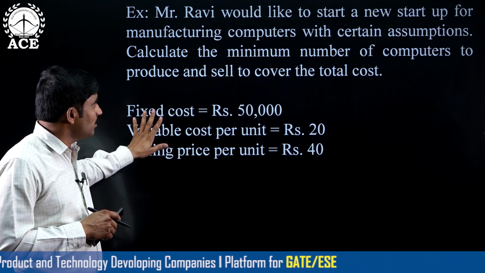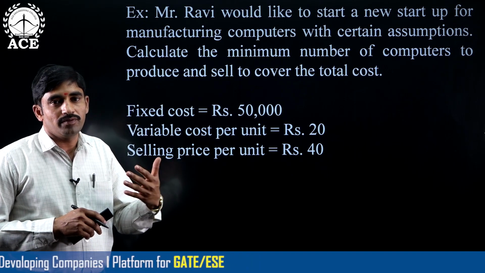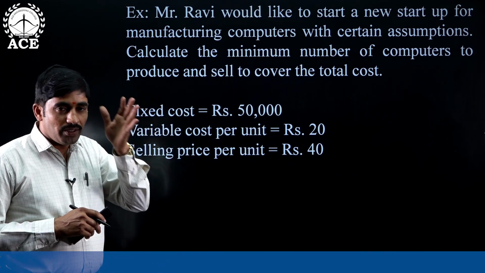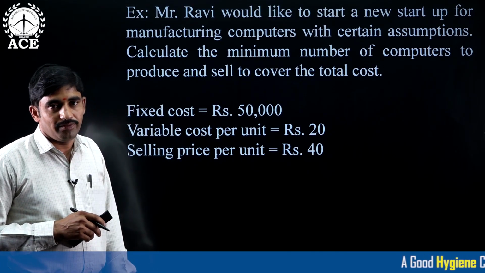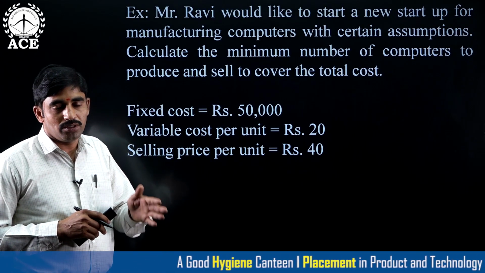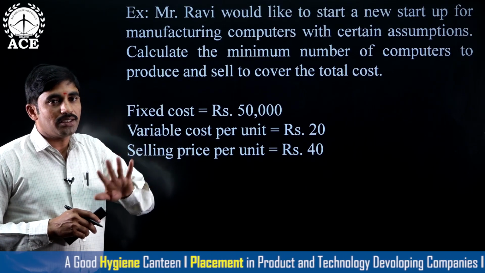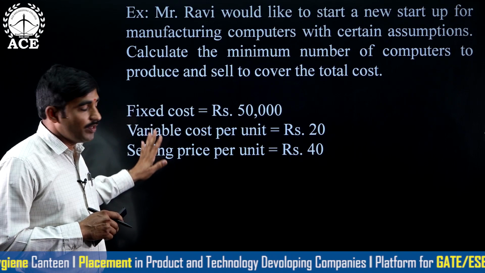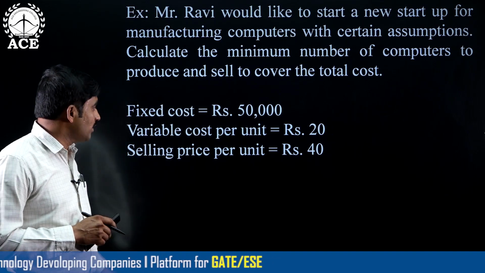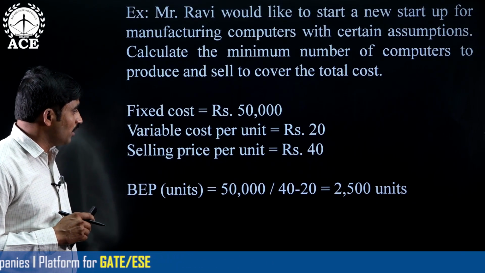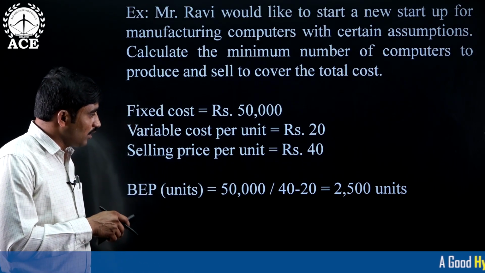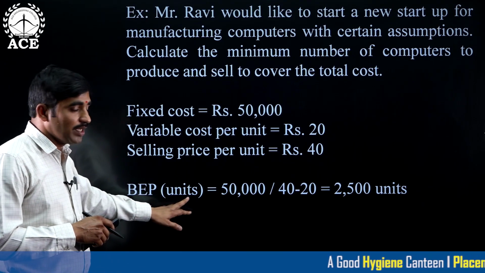So based on this data, Mr. Ravi would like to know how many computers he needs to produce in order to attain the break-even point. Since we know the formula for calculating the break-even point, that is, break-even point equals fixed cost by selling price per unit minus variable cost per unit, that is the technique which will be used by Mr. Ravi to calculate the break-even point in order to take the decision whether to initiate the manufacturing process. So if you apply the formula, the total 2500 units is the break-even point.